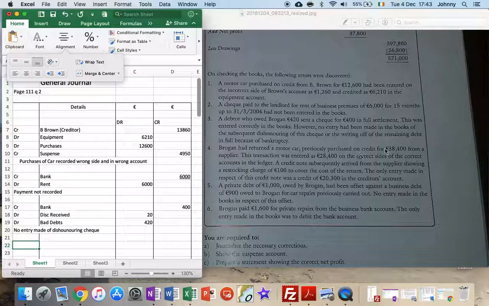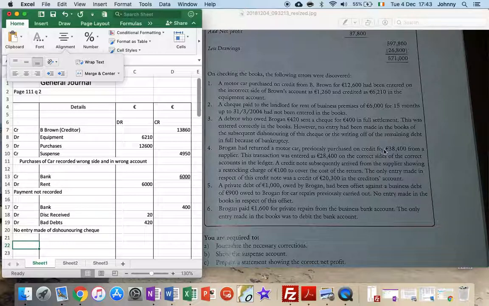The return of motor car bought on credit for 38. Transaction was treated as 28. Credit notes. Okay, so that's the wrong amount. So there's one mistake. And secondly, credit note arrived showing restocking charge, the only entry made. So a second mistake in the bottom part. So I'll do the first part separately first.